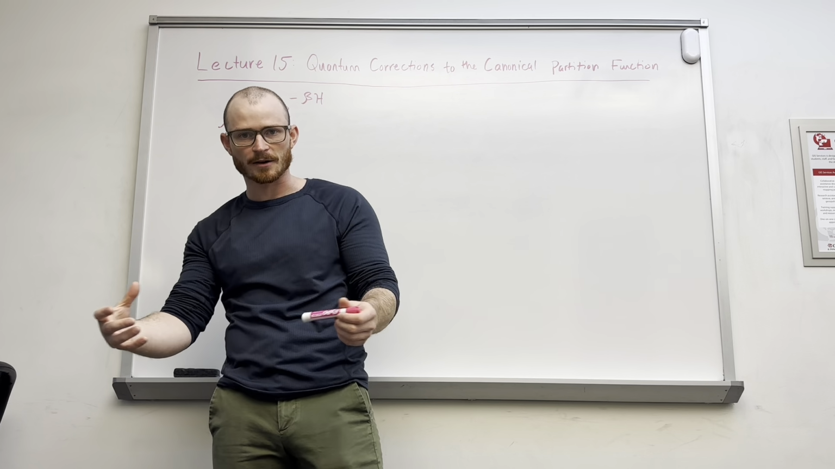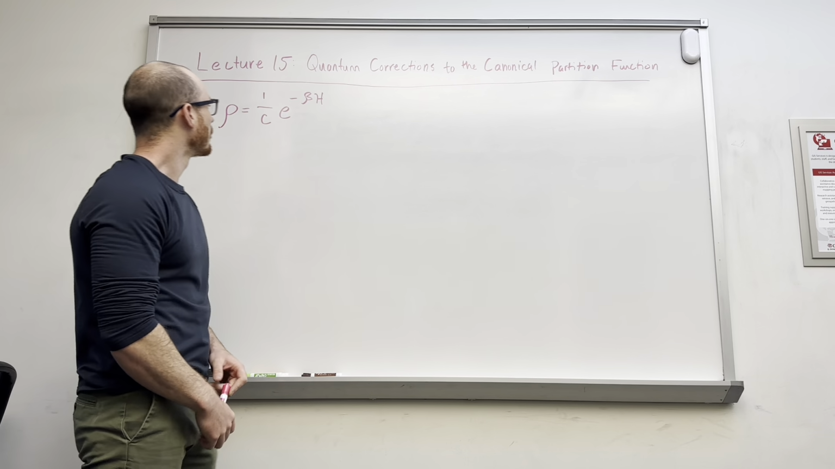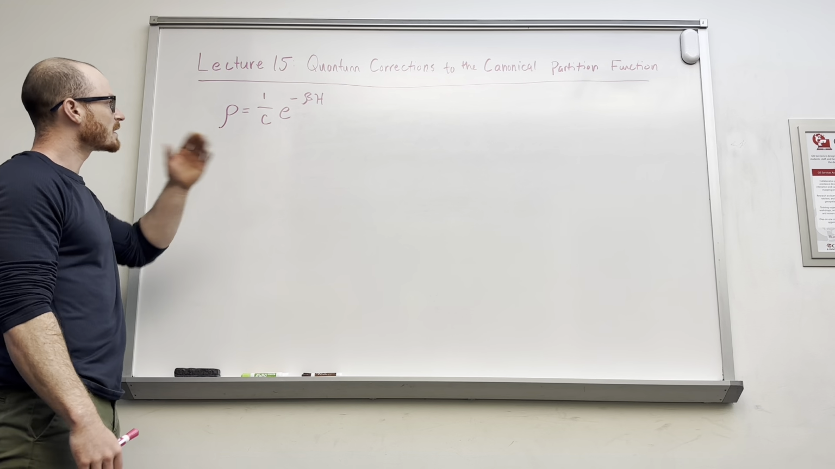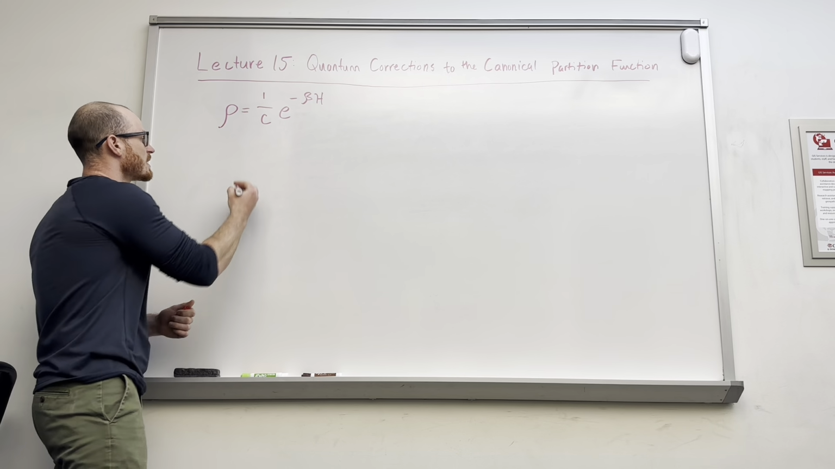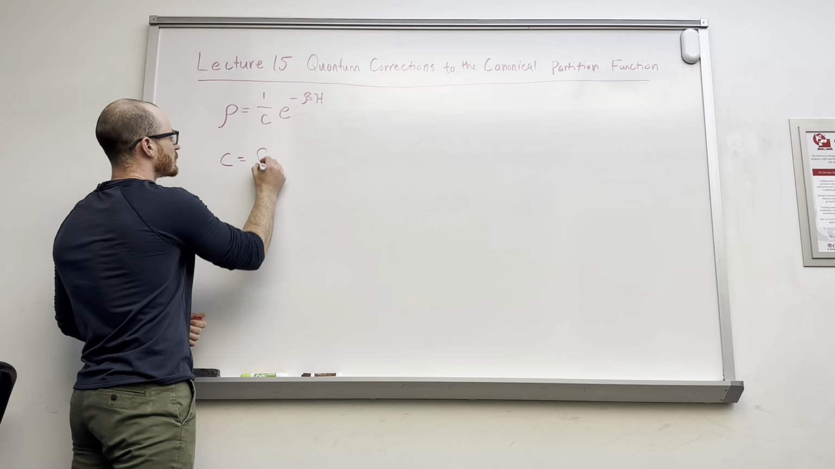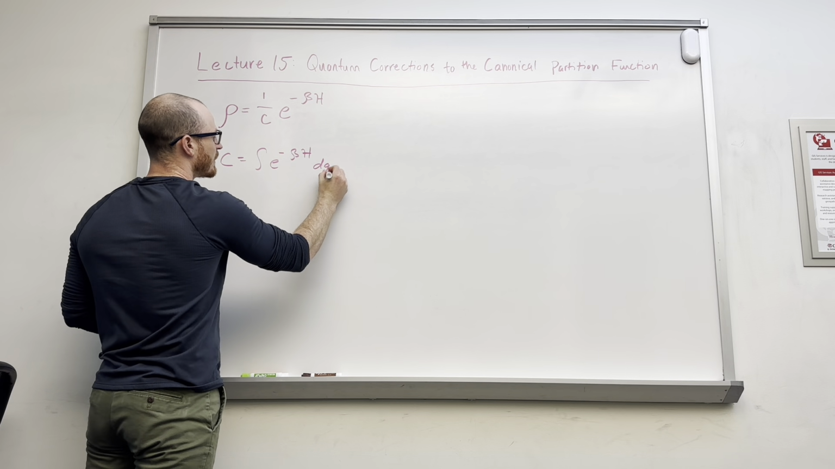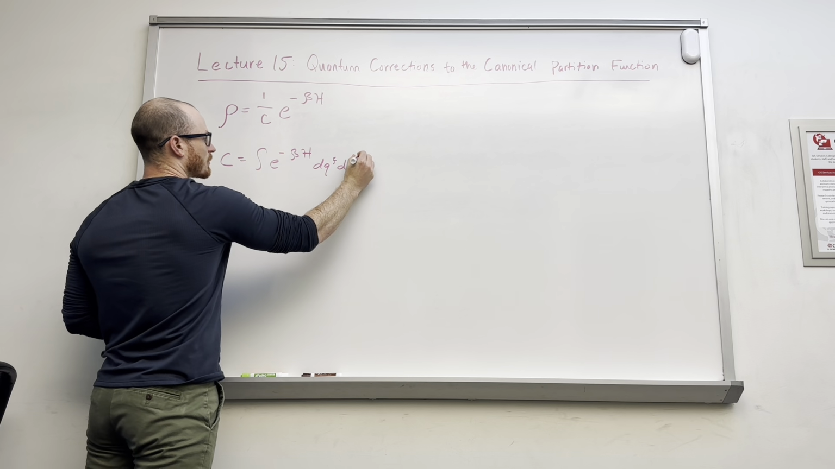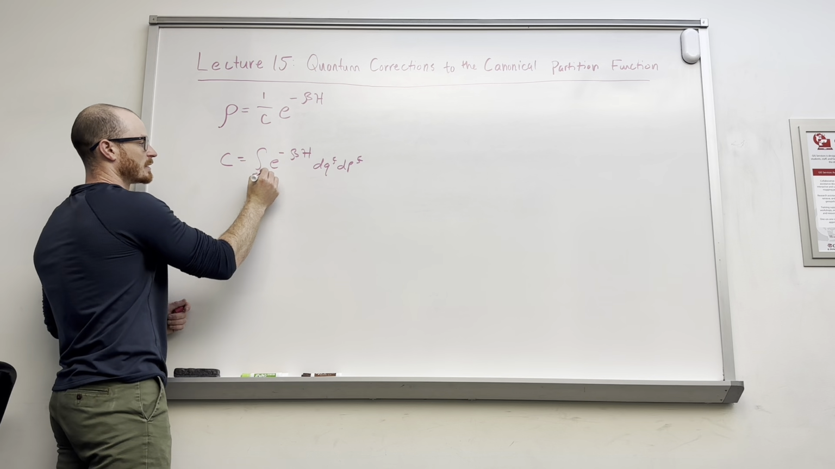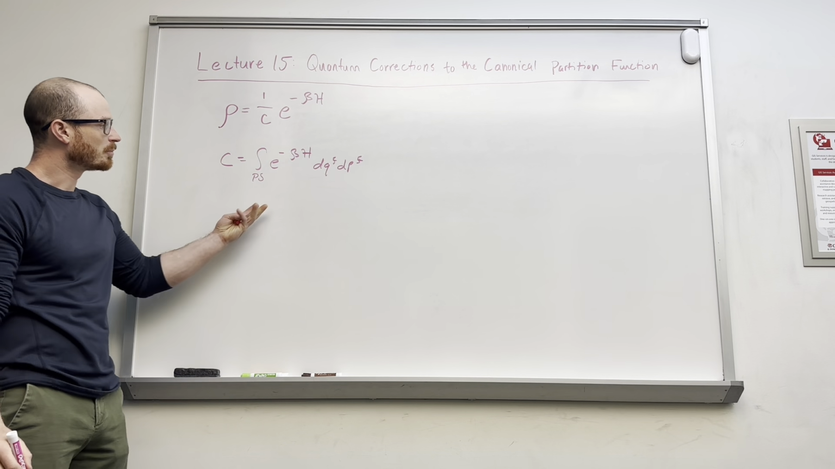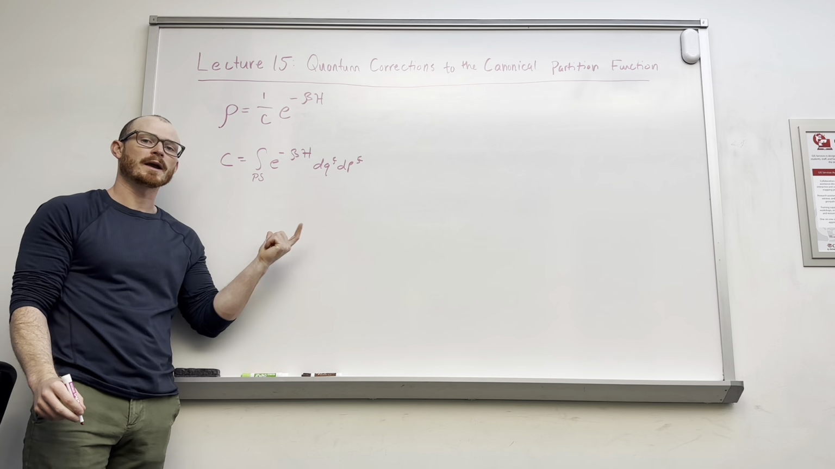with its surroundings, right? But when we talked about this normalization constant c, we said that c was equal to the integral of e to the minus beta h over the entire phase space. So this integral spanned the entire phase space. But this is actually not quite correct.